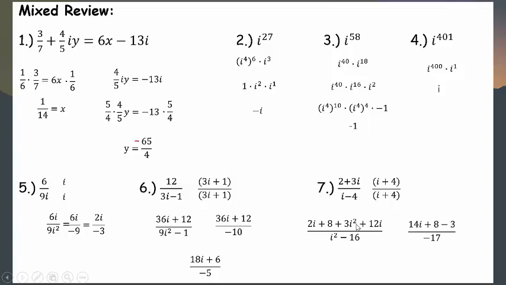We'll clean up the top a little bit here. I can put my 12 and 2 together to make 14. 3i squared would be negative 3. And on the bottom, negative 1 minus 16 is negative 17. And then we can just clean that up a little bit more. So we get 14i plus 5 all over negative 17.